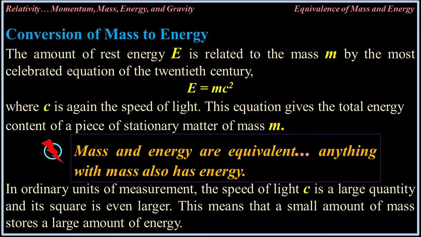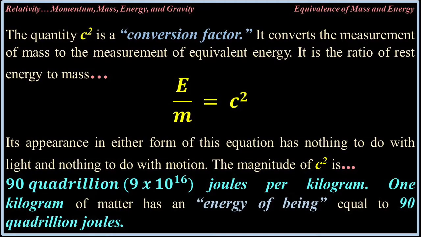This equation gives the total energy content of a piece of stationary matter of mass m. Mass and energy are equivalent. Anything with mass also has energy. In ordinary units of measurement, the speed of light c is a large quantity and its square is even larger. This means that a small amount of mass stores a large amount of energy. The quantity c squared is a conversion factor. It converts the measurement of mass to the measurement of equivalent energy.